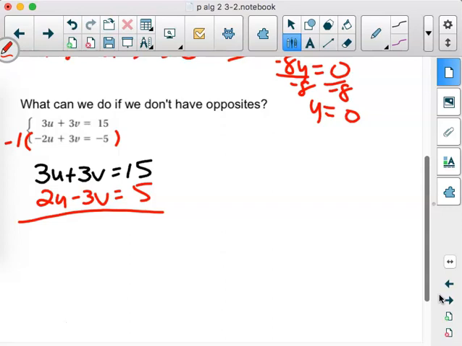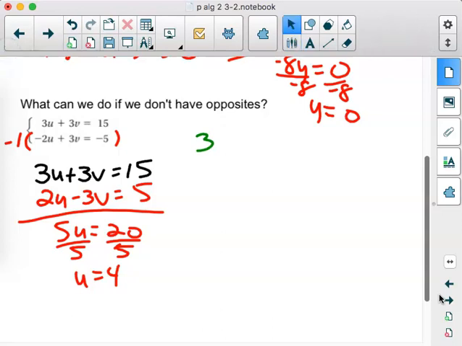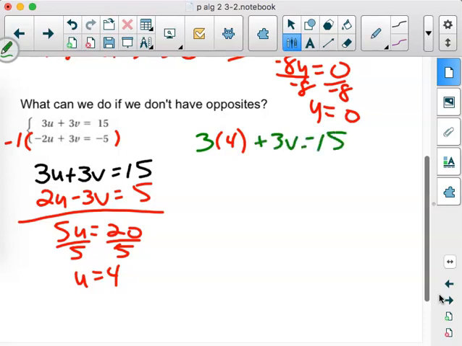Well, this is going to go super-de-duper quick to get the first one. 5u equals 20, divide by 5. And u equals 4. Beautiful. But like I talked about before, getting the second one, it takes a little more work. And I would probably put that up in the top equation, since that one doesn't have as many negatives. So 3 times our little 4 plus 3v equals 15. And again, we know how to do that math.